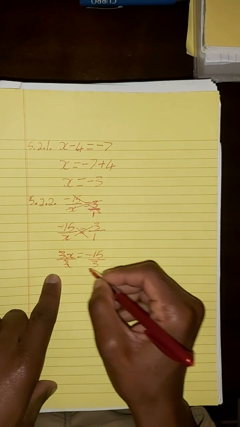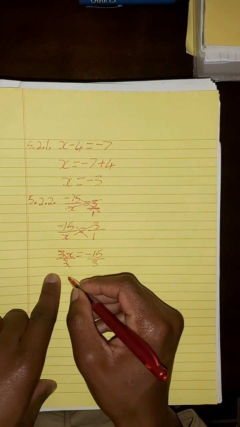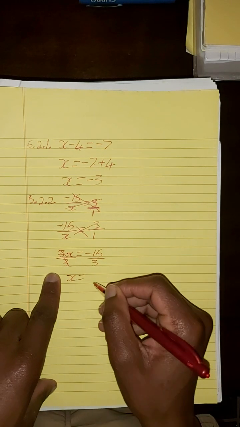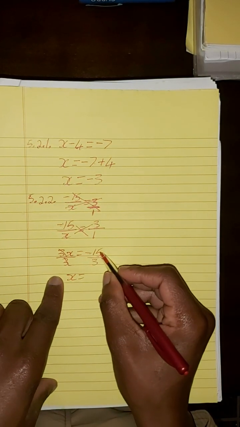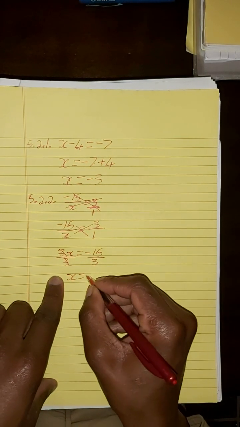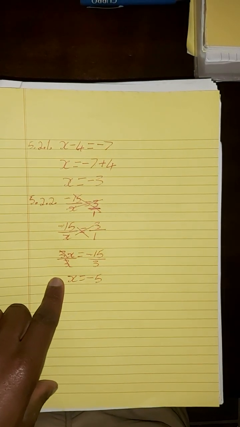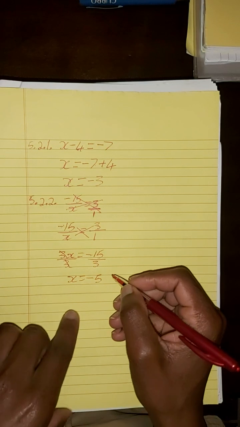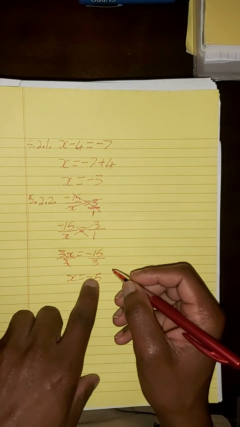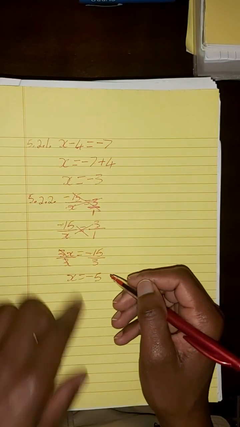When I divide by it on both sides, I'll have x is equal to, what is negative 15 divided by 3? It's going to be negative 5. Do you see that? It's going to be negative 5. So the value of x is actually negative 5.